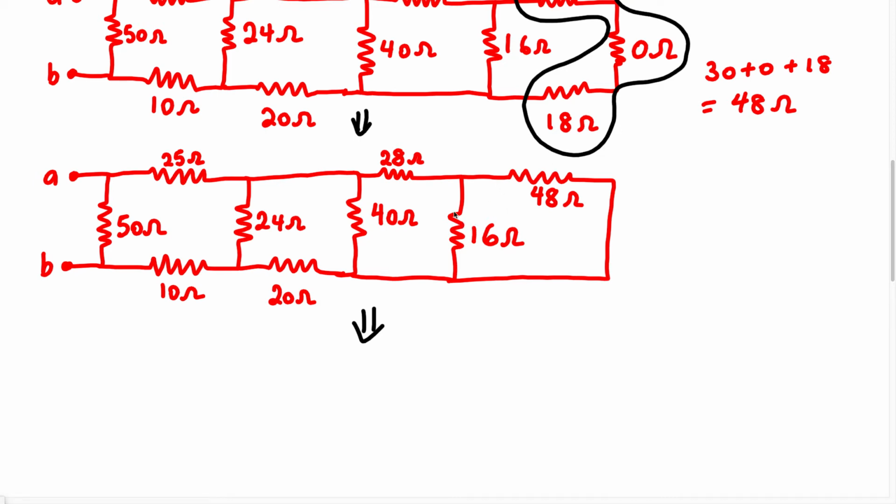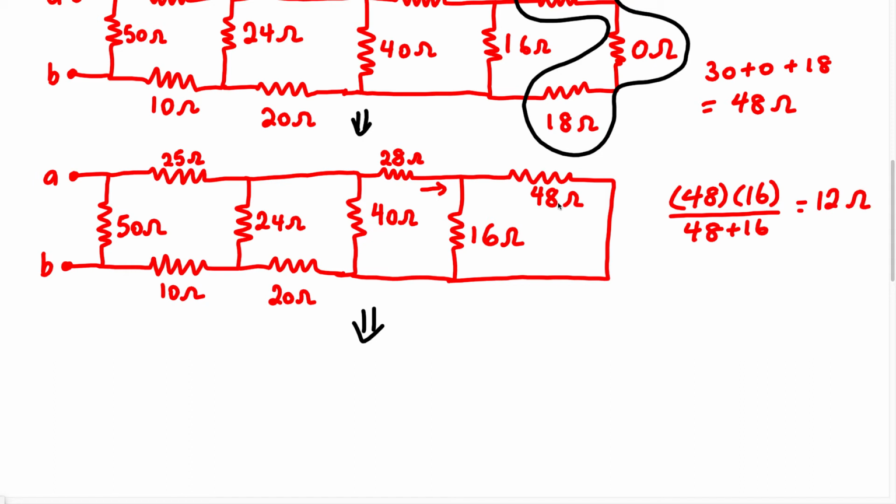Why? Because when the current enters this node here, it's going to split. It's going to go this way and that way. So we know these two are in parallel. So let's find the equivalent resistance for these two resistors that are in parallel. We can say 48 times 16 divided by 48 plus 16. When you solve for that, that's going to give you 12 ohm.